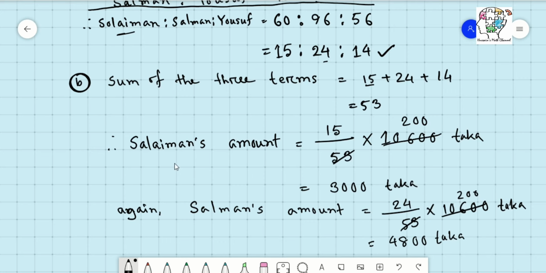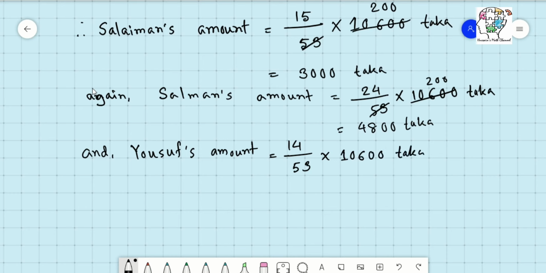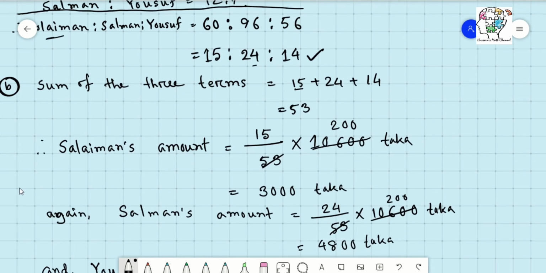Alright, finally we have to find the amount of Yusuf, and Yusuf's amount is equal to 14, which is the ratio of Yusuf, divided by 53 times 10,600. Pretty similar, all these formulas are similar to each other. So 2,800 taka is our answer. So all these three amounts, we have found the individual amounts.